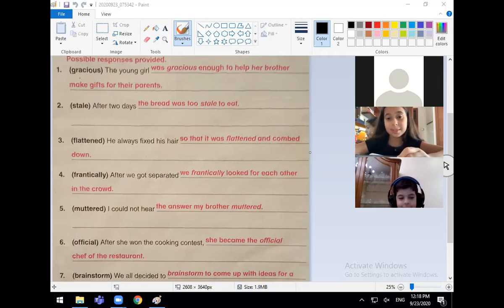All right. Okay. So can you read the sentence for us for number 4? After we got separated, we frantically looked for each other in the crowd. Right. So if we were to be together somewhere, maybe we go to the mall and we get separated from each other, we would be really afraid or nervous until we found each other, right? So this is frantically. Frantically. Thank you, Leanne. Excellent.